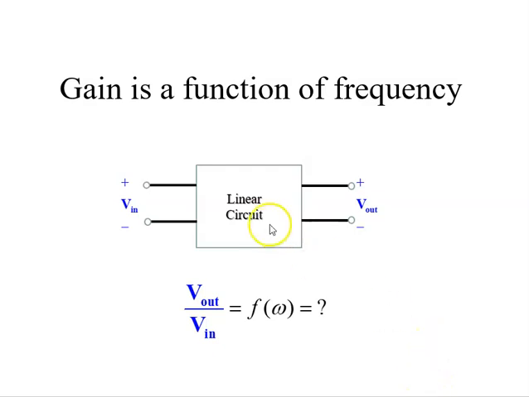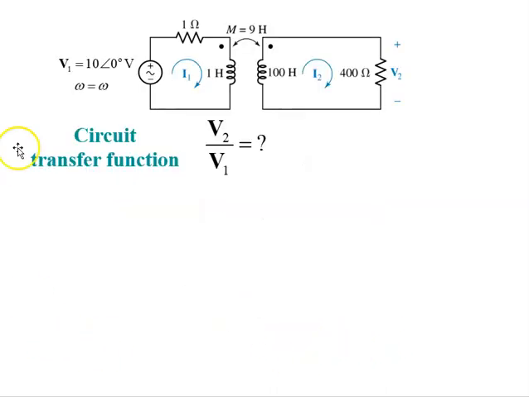Let's look at gain of a linear circuit as a function of frequency. So we'll look at the phasor V out divided by the phasor V in, that's the voltage gain, as a function of omega. So if we look specifically at this circuit, we have a magnetically coupled circuit here. We'll call this a transformer.